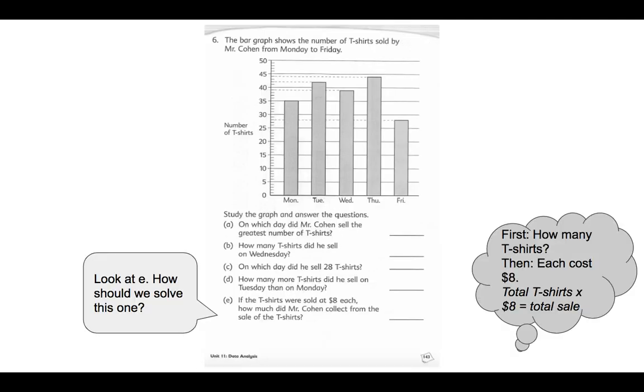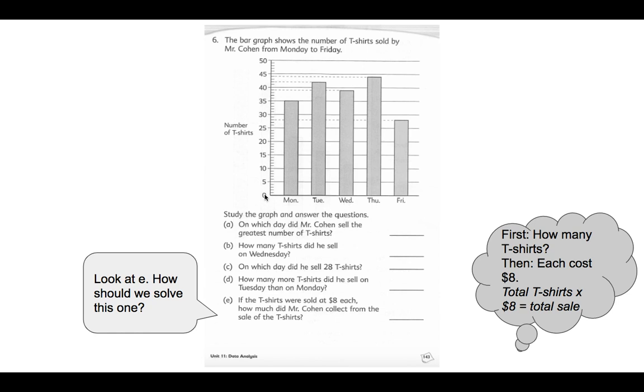Let's look at page 143. Remember to read the context. This is t shirts sold by Mr. Cohen, Monday through Friday. It says, on which day did Mr. Cohen sell the greatest number of t shirts? So we can use the bars and look for their height. How many t shirts did he sell on Wednesday?